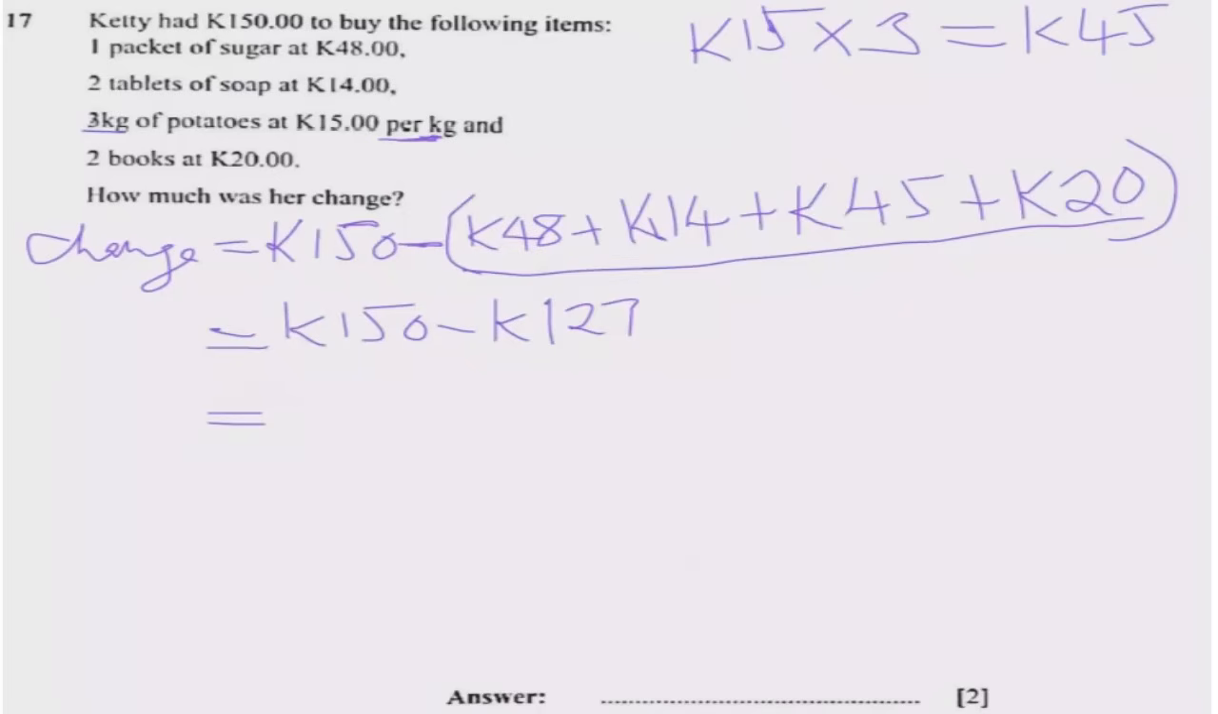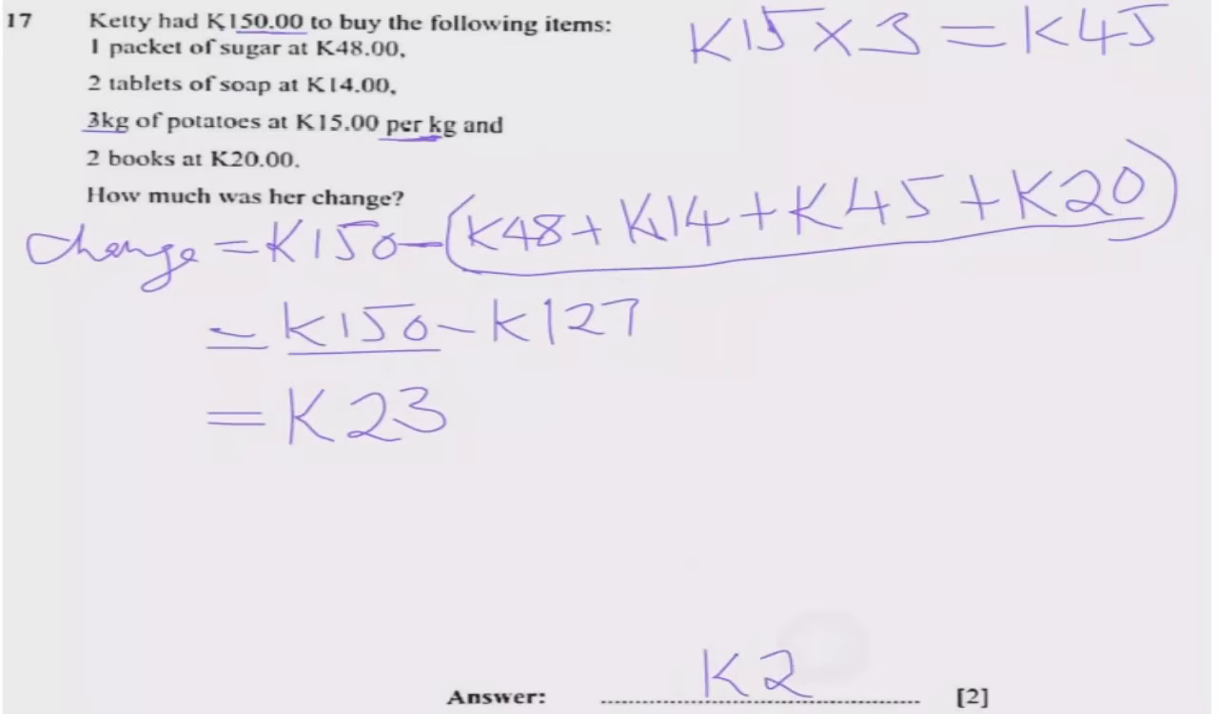So we can go through again. 48 plus 14 is 62. 62 plus 45 is 107 kwacha, plus 20 kwacha will give us 127 kwacha. So we take away 127 kwacha from 150. 150 kwacha is the amount that Katie had. It is given in the statement above where I've underlined. And 127 is the total of expenses she made, the total cost of the things she bought. So 150 minus 127 will give us 23 kwacha. So her change was 23 kwacha.